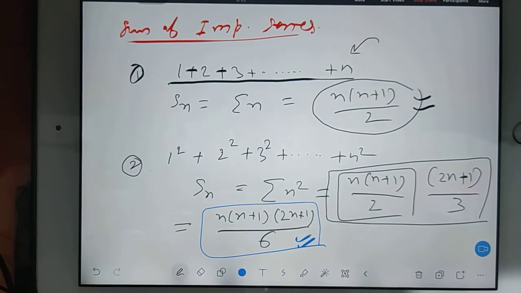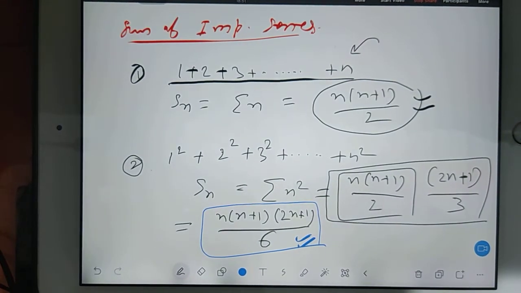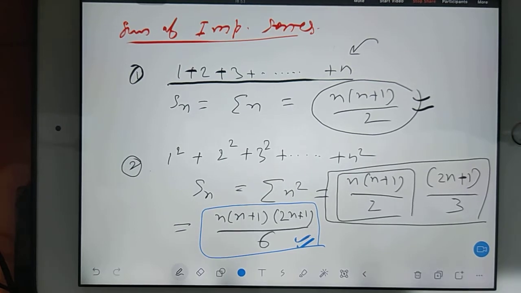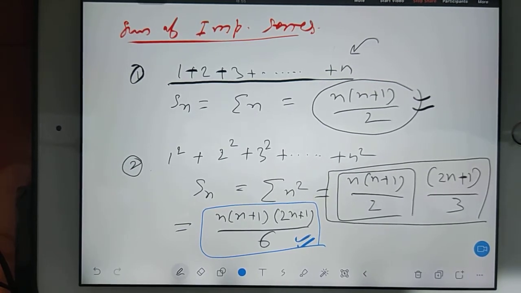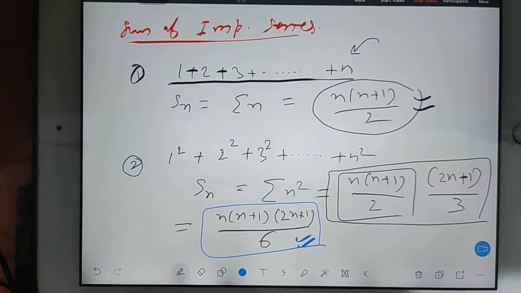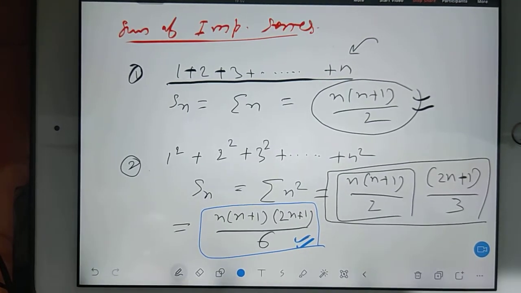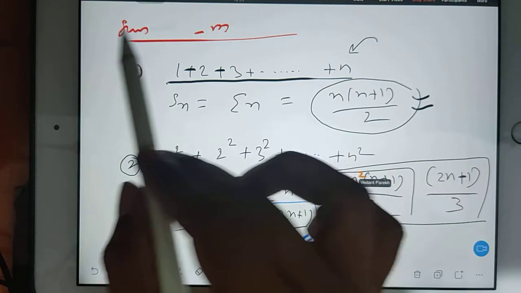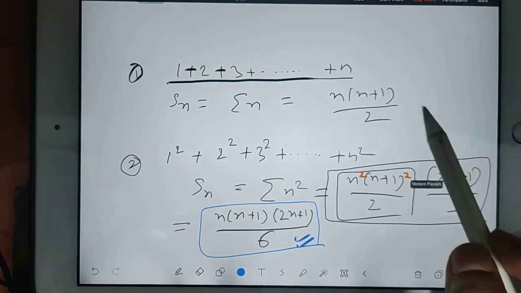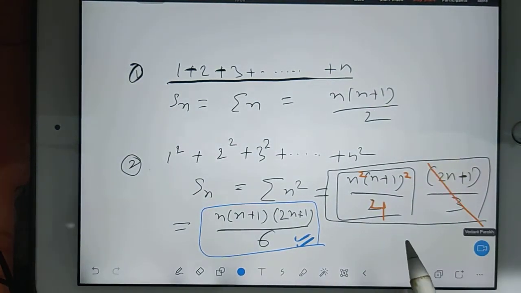What if there is a cube? Can anyone recall the formula for the cube? Like 1 cube plus 2 cube plus 3 cube till n terms. On my screen itself, one small change will give you the answer, if you can recall the formula. I know it's been a long time.